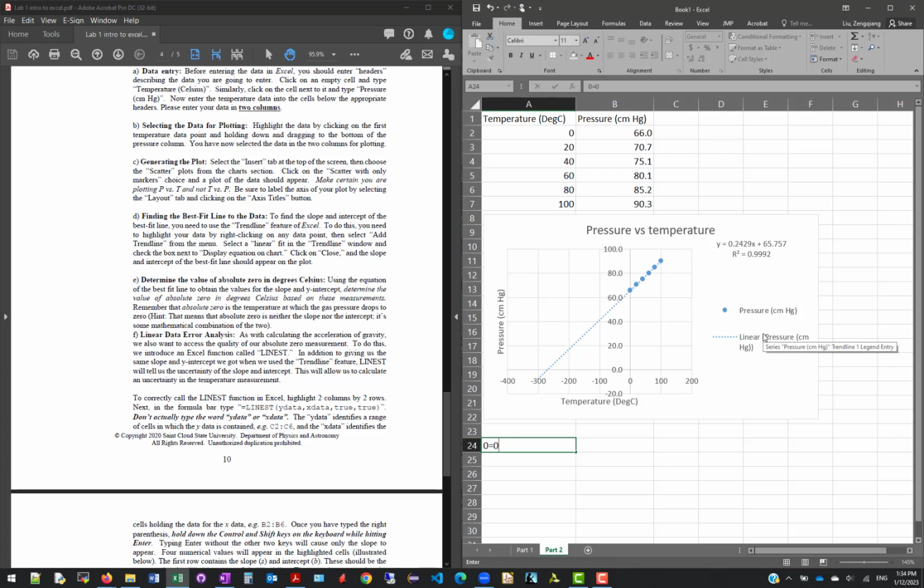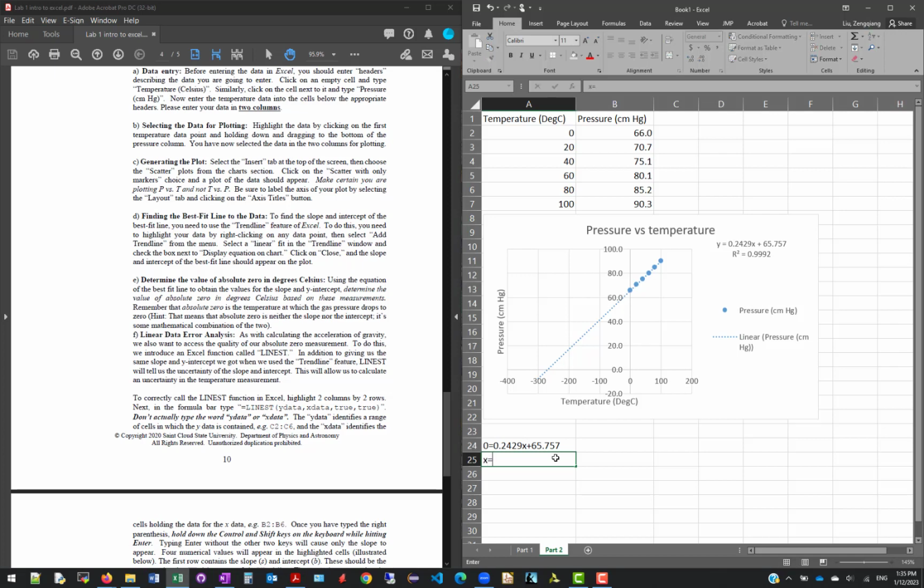0 equals 0.2429 x plus 65.757. Okay, so don't worry about Excel trying to solve this thing, because I didn't start with an equal sign. It'll just be treated as text. See that? It doesn't do anything. Well, you have to solve this yourself. Then you'll be able to solve a negative x, which is the absolute zero value.